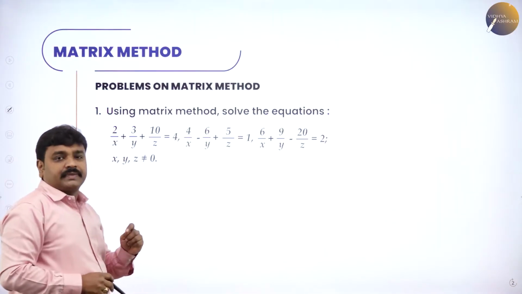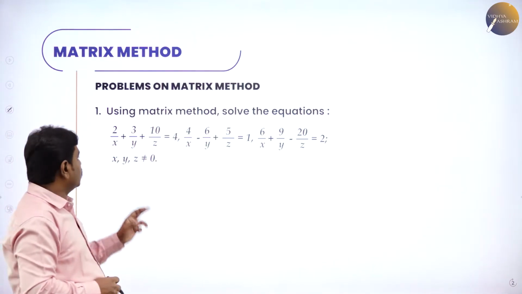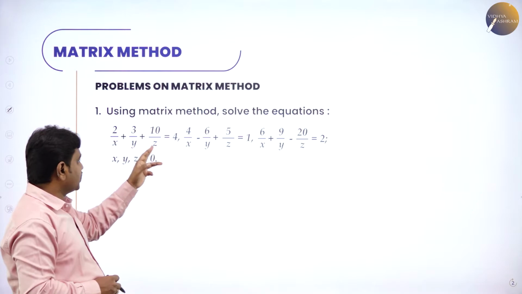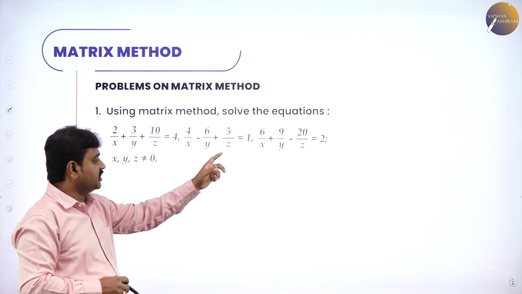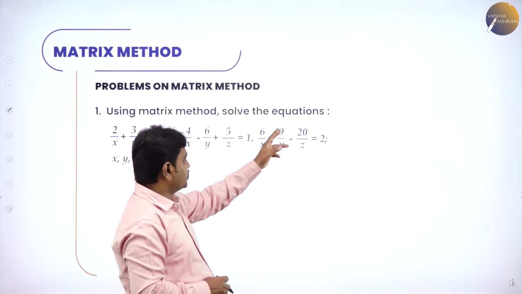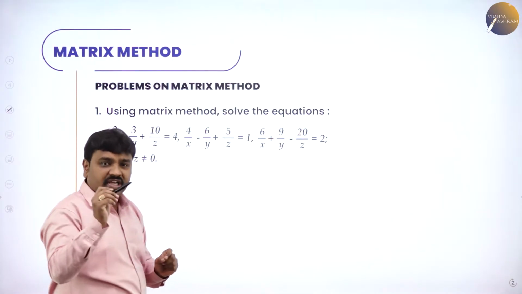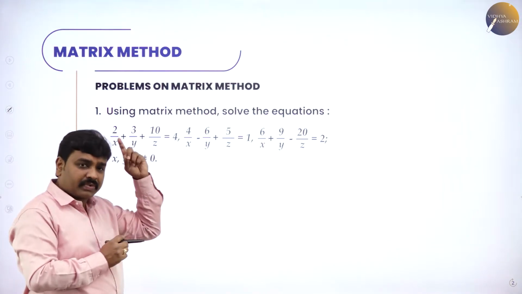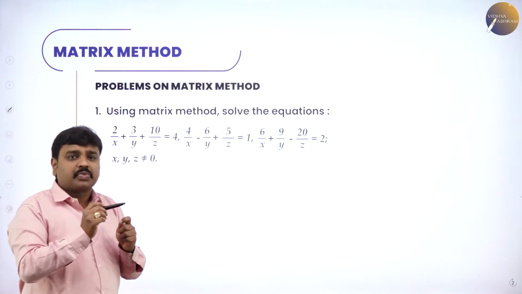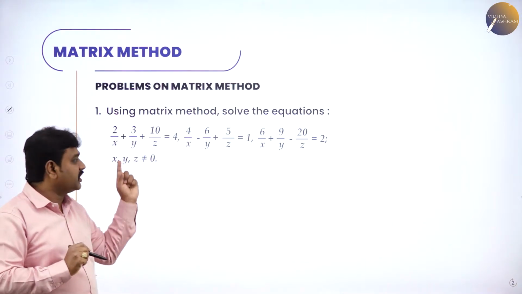The first question. Using matrix method, solve the equations. 2 by x plus 3 by y plus 10 by z equal to 4. 4 by x minus 6 by y plus 5 by z equal to 1. 6 by x plus 9 by y minus 20 by z equal to 2. So they gave 3 equations. But the difference in this problem when you compare with other problems is, in this problem we have variables in denominators. If you observe, the variables are in denominator.